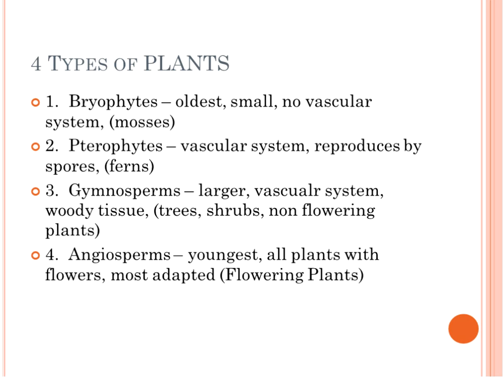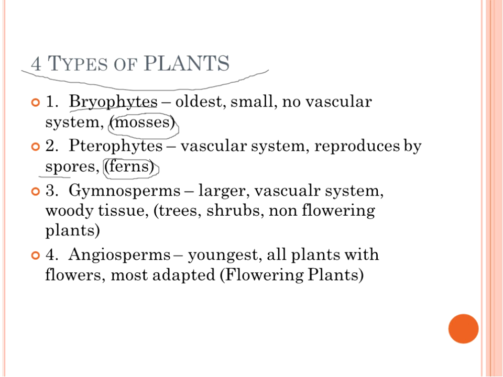Okay. So now we're switching gears to plants. Way different than what we were just talking about. But anyways, there are 4 types of plants on Earth. Only 4. Bryophytes are the oldest, they're the smallest, they have no vascular system, and those are your mosses. Mosses look like little carpets almost that are out there in nature. Pteridophytes are the ferns. We know what a fern looks like. Think like Jurassic World. Anyways, pteridophytes have a vascular system, which means like a xylem and a phloem to help the plant grow tall. And it reproduces by spores.